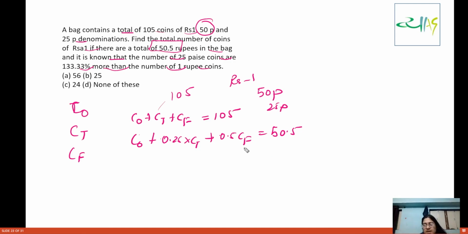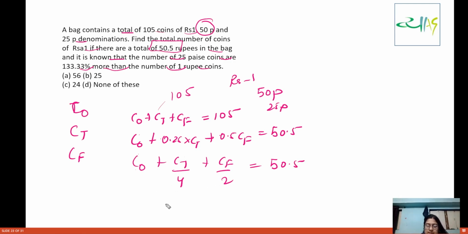Okay, 50.5, fine. So if you want to simplify, what you can do, write this CO as CO, this CT as CT by 4, because 0.25 is 1 by 4. And this CF you can write as CF by 2, because 0.5 is 1 by 2. So this will become 50.5.